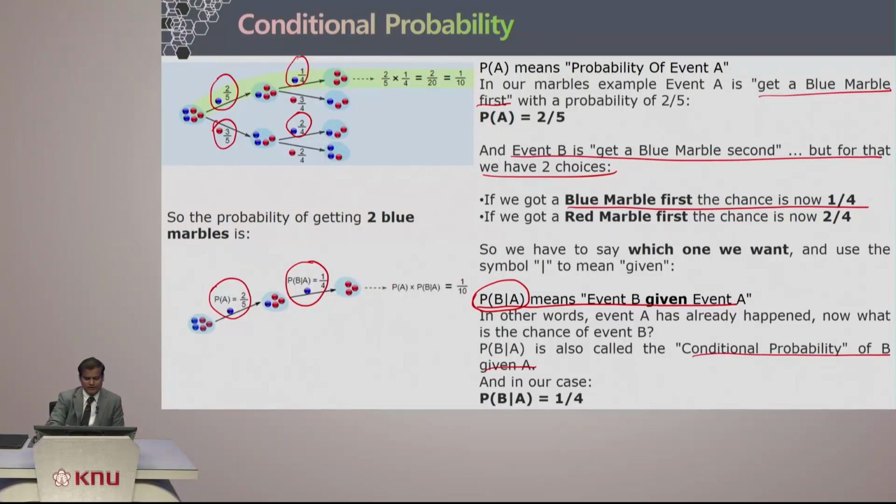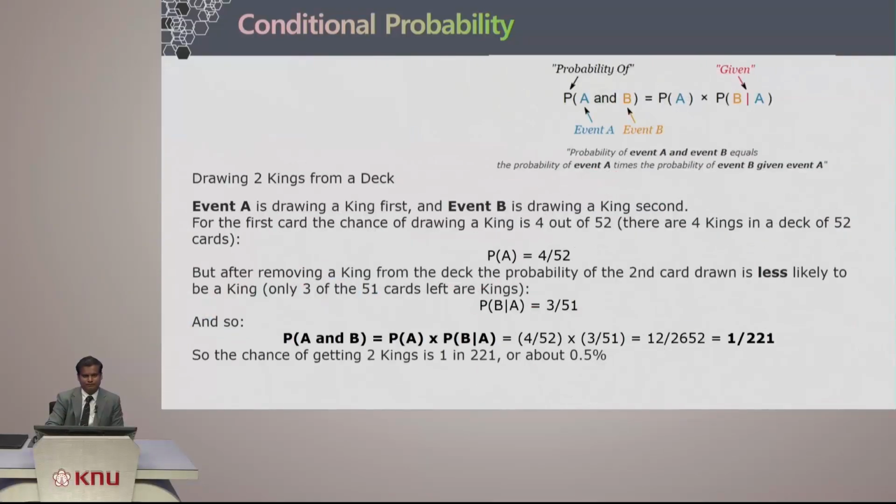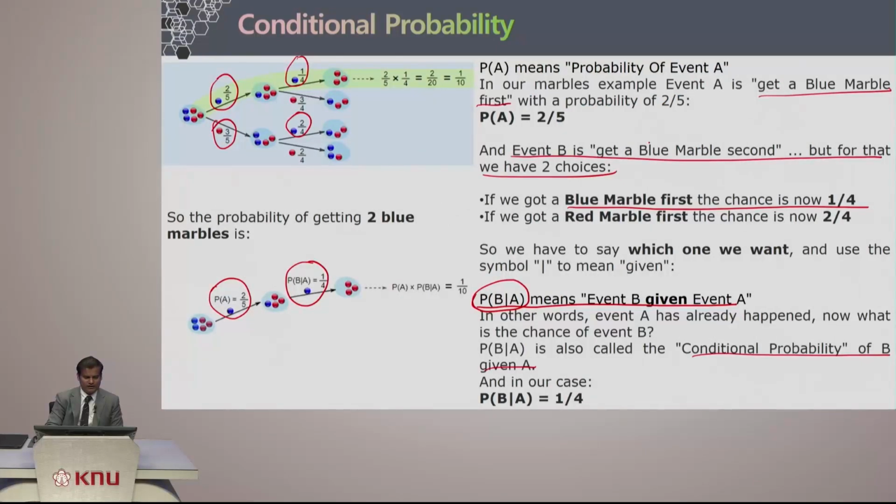So this is the basis for conditional probability. We know that given a condition, what are the chances for another event. With this thought, we can define conditional probability. The probability of event A and event B is the probability of A times the probability of B given A, just like here.